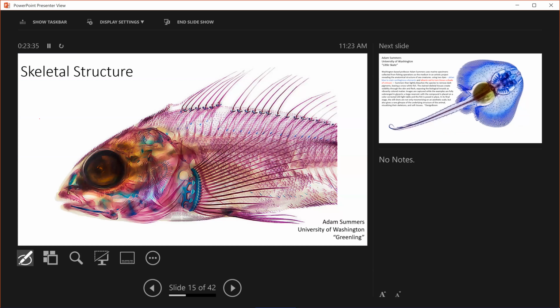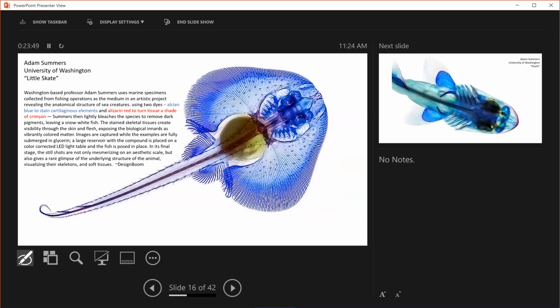So skeletal structure, and I want to take a break here and talk a little bit about the skeletal structure in art. There's this guy, Adam Summers, at the University of Washington. I guess he's a prof there. And he has this technique where he basically injects a couple of dyes, Alcian blue to stain cartilage, and alizarin red to stain the hard tissues, and then he bleaches the body of the fish so that the dyed elements jump out, and so he gets these really cool images of fish.